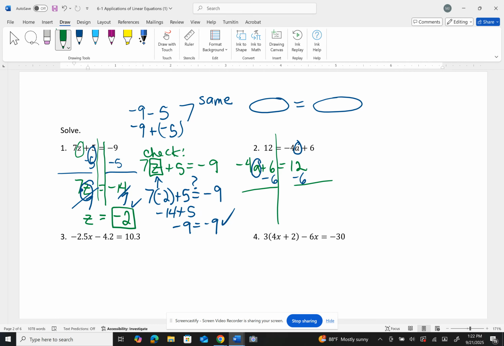Keep things, if you can, keep your equal sign lined up. Keep straight about where you are in the process. So the 6 minus 6 cancels out. I have a 6 on the right. And on the left, all that's left is negative 4a.